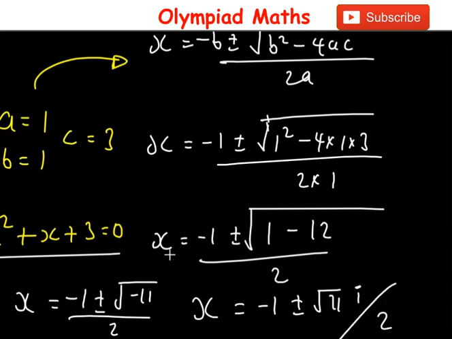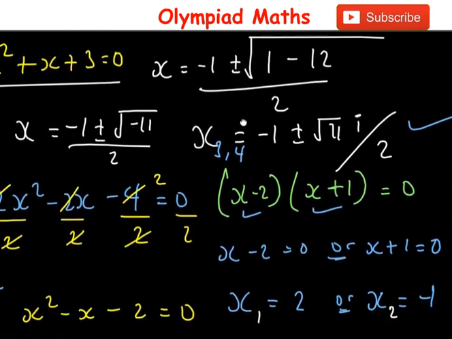So from here, we have the third and the fourth solution for the value of x for the second method. While for the first and second solution, we have x1 equals 2, x2 equals minus 1.